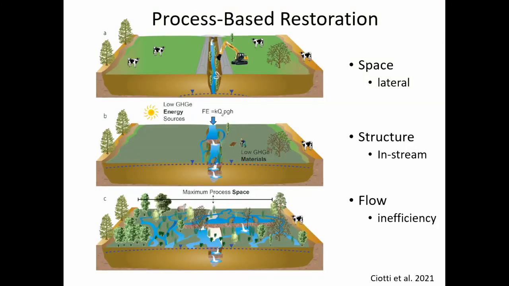If that stream, unfortunately, is entrenched, is incised, it can't access the floodplain, it can't access that space without some structure to push it up and out. Once it's pushed up and out, then it can access the space, it spreads out, it slows down, it becomes flow inefficient. So these things, there's an order to them, and there's a necessity that all the pieces are there.